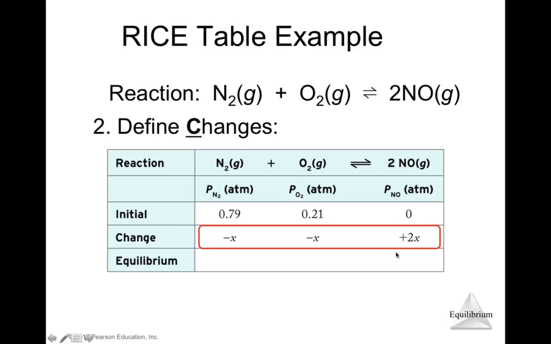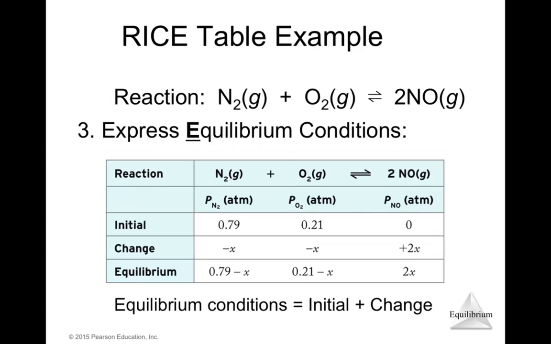So that means that at equilibrium, when we add the initial plus the change, we will have 0.79 minus x, 0.21 minus x, and 0 plus 2x will be 2x. So these are the representations of the pressure for each of them at equilibrium. But we don't have a specific value yet.